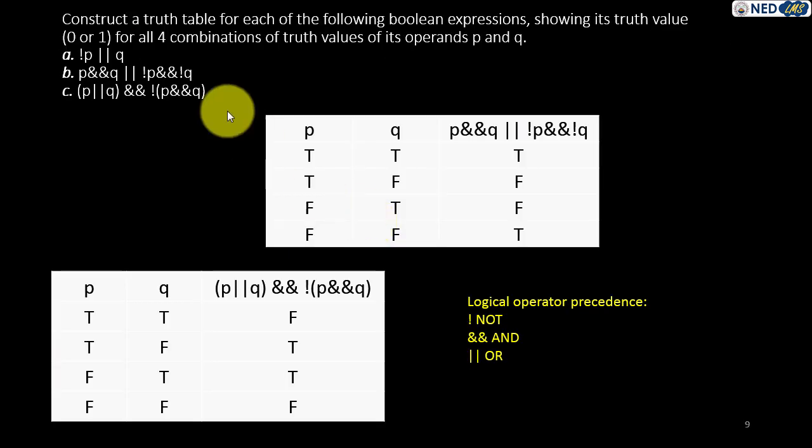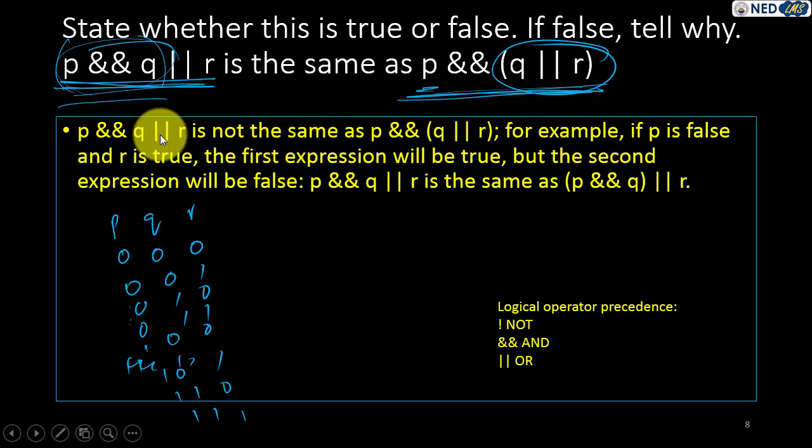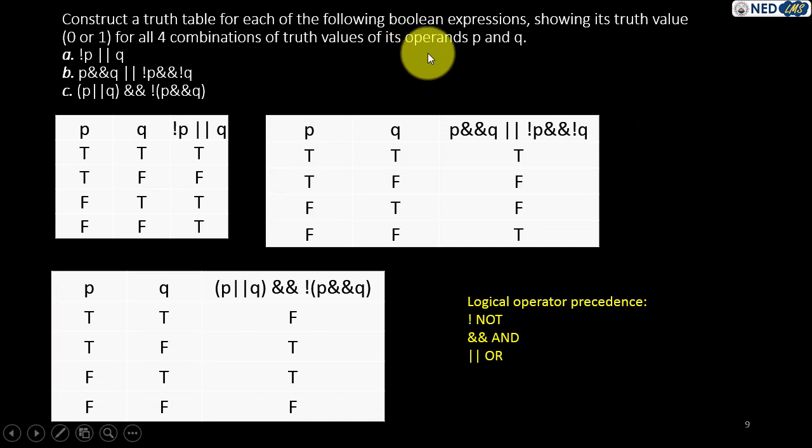So, construct a truth table for each of the following Boolean expressions. These are all Boolean expressions here. A Boolean expression shows its truth value, 0 or 1, for all 4 combinations of truth values of its operands P and Q. Not P or Q. So I've tried developing that, P and Q.